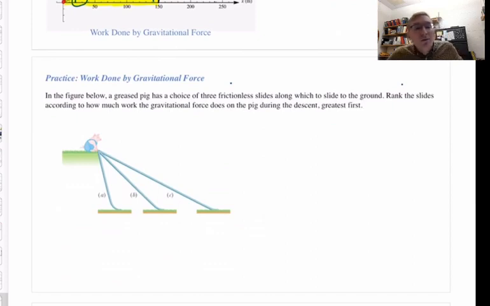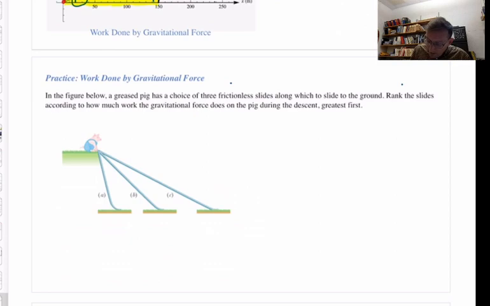In the figure below, we have a greased pig, and it has a choice of 3 frictionless slides along which to slide to the ground. Slide A, slide B, slide C. We are to rank the 3 slides, A, B, C, according to how much work the gravitational force does on the pig during the descent. Greatest first.